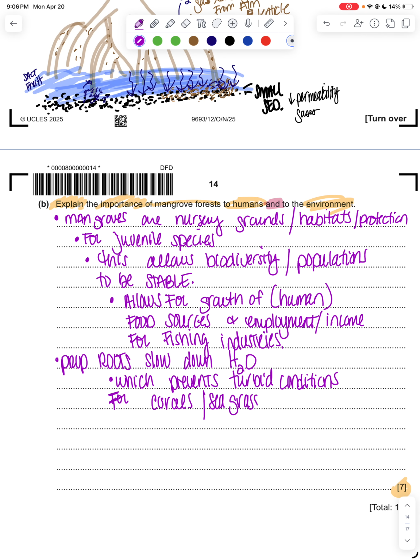Seagrasses also want some clear conditions, and they cannot deal with fast-moving water. I mean, they can deal with it, but not constantly. They will get eroded. Decrease in turbidity equals an increase in photosynthesis. And I'm going to say biomass production.